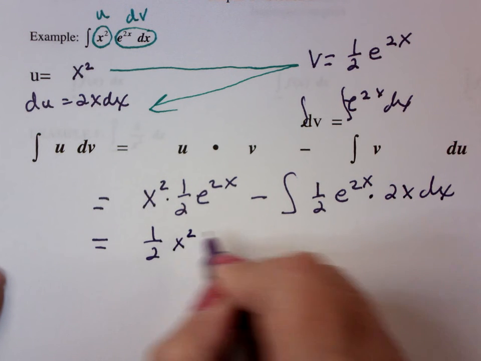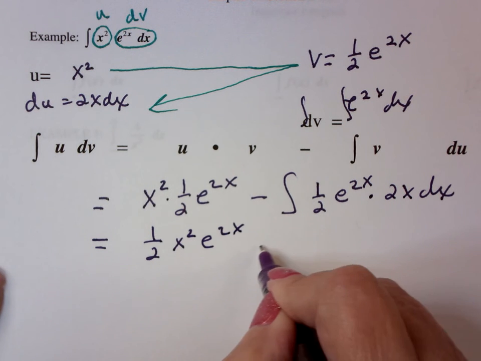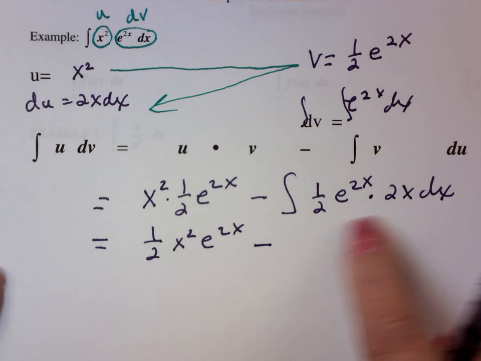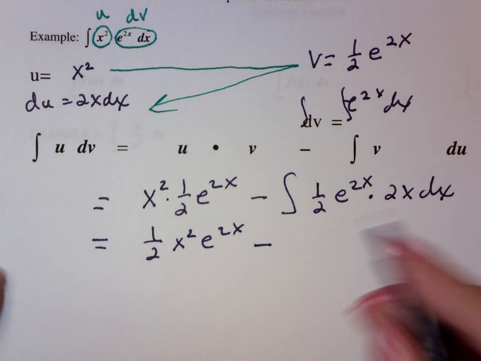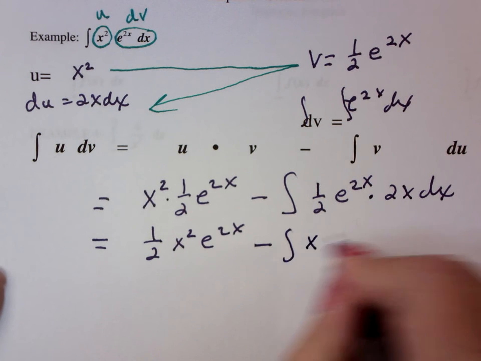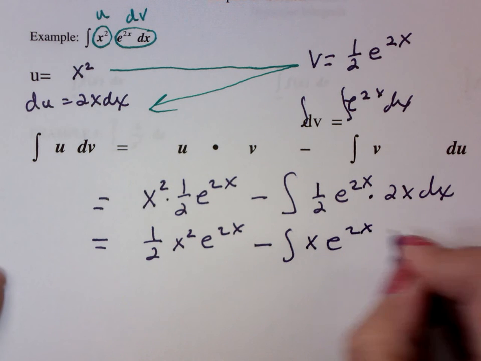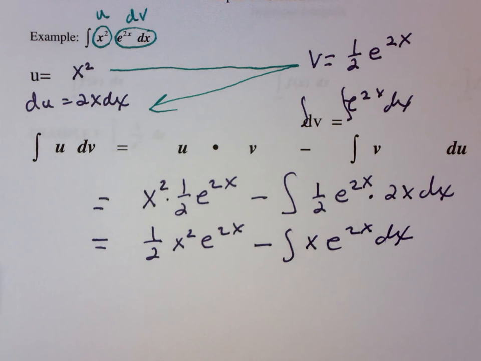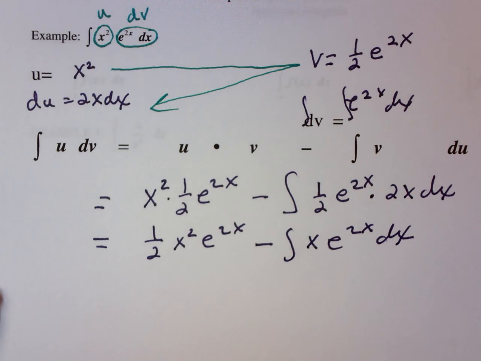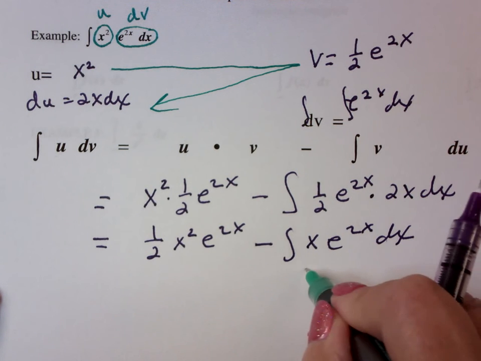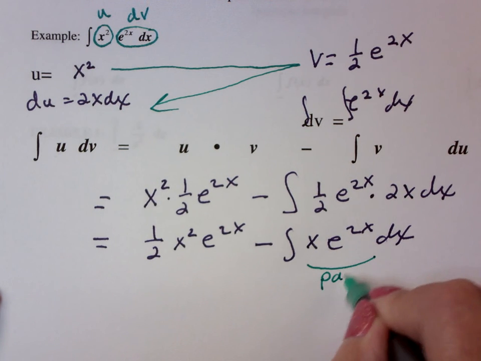1/2 x squared e to the 2x minus, well, 1/2 times 2 is just 1. So this is the integral of x e to the 2x dx. And we've done that before, because this guy is parts again.